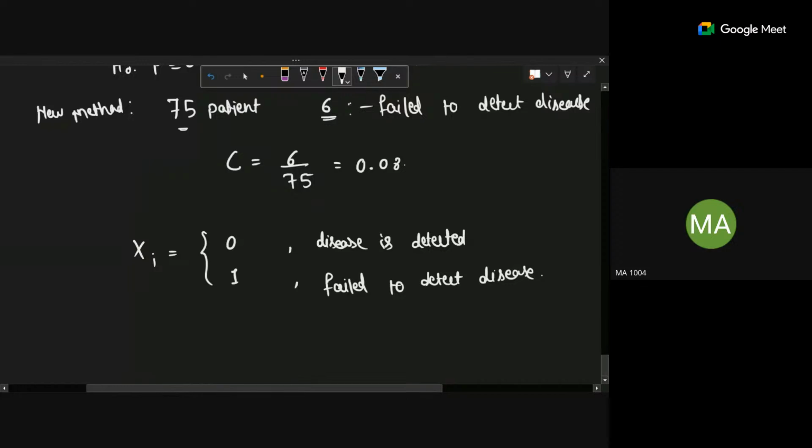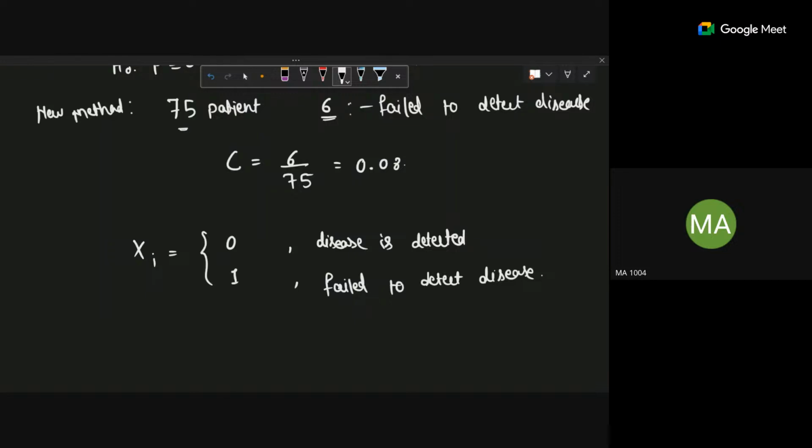The question says there was a standard method for detecting a disease, and that was giving an error of 15%. By error, I mean that it is failing to detect the disease. So the error in the first method was 15%. So I am saying P is 0.15.